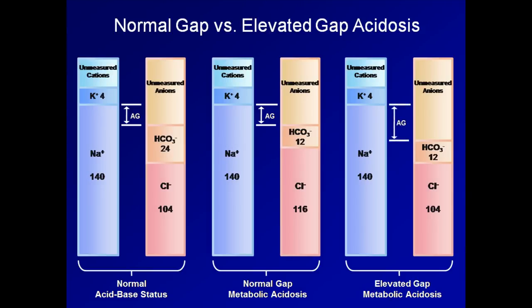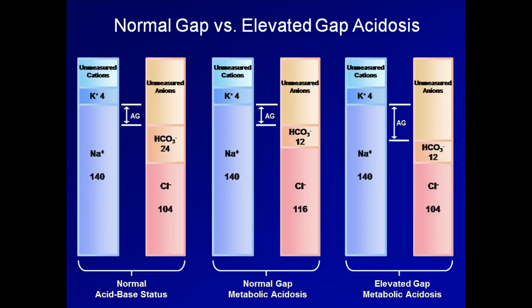The only cause of an elevated gap acidosis not caused by excessive production of a pathologic acid is severe renal failure, in which the kidneys are no longer able to normally excrete phosphate and sulfate, leading to their accumulation in the blood and which contribute to the concentration of unmeasured anions.